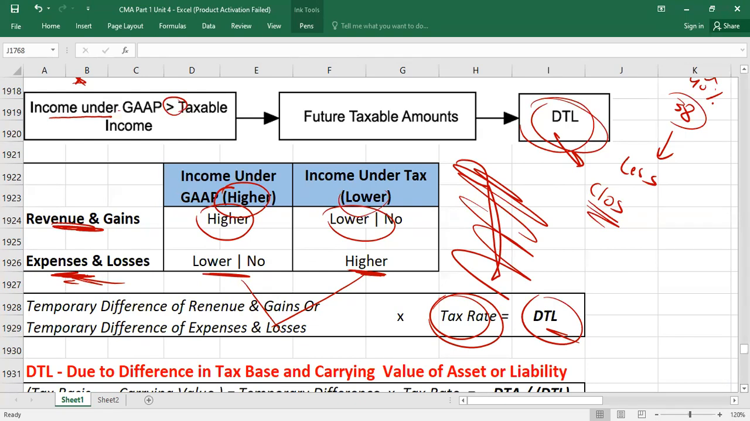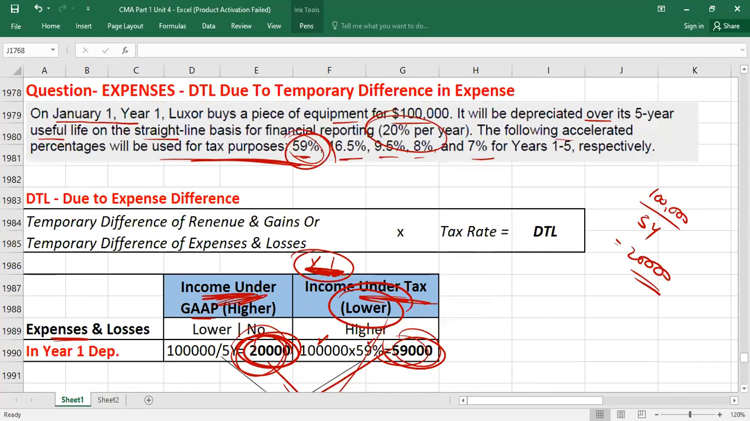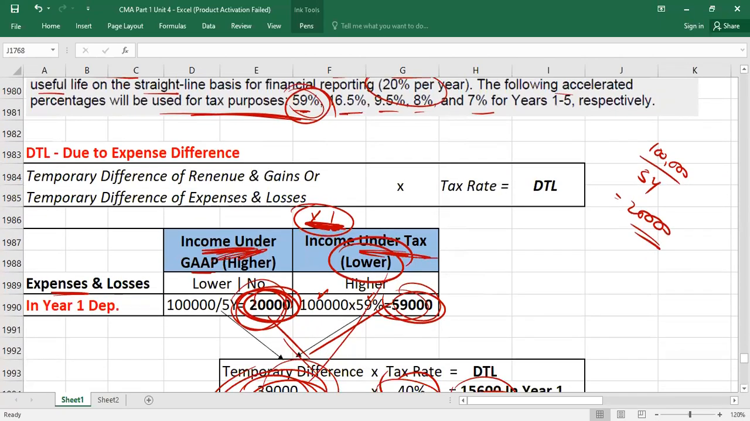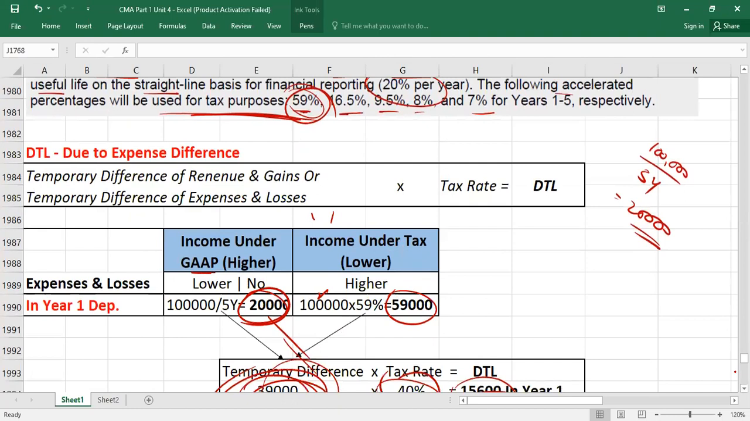So if the same example, I'm just saying one more time, this depreciation example, what happened in the current year? If you are confused with the future years, just focus on the current year. In the current year, you have recorded depreciation of 20,000 in accounting, and you have recorded 59,000 depreciation in tax. Is it expense or income? Tell me. Expense. Where is expense higher?